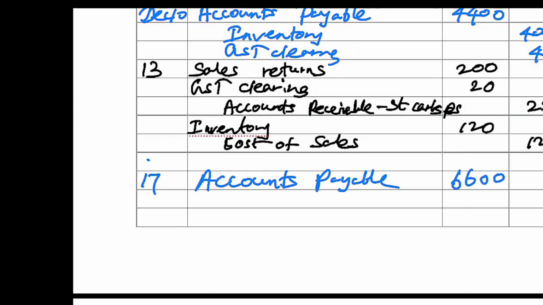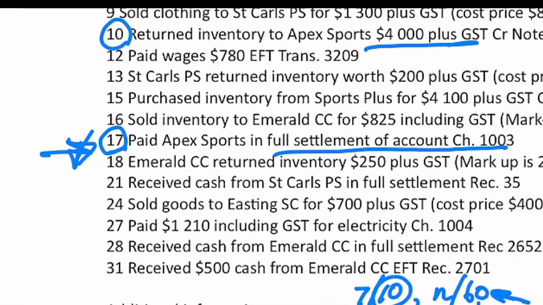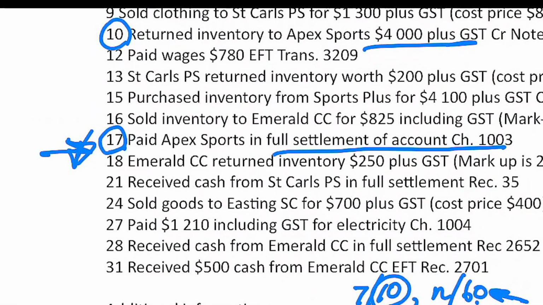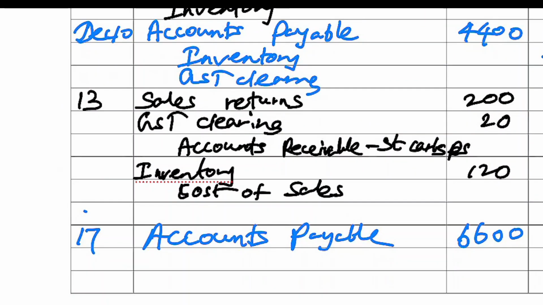Now what are we doing? What is the 17th? Are you following me? We pay the amount of accounts payable. Now, why did we debit the accounts payable? When we pay, accounts payable decreases. So accounts payable decrease, is it debit or credit? Debit.